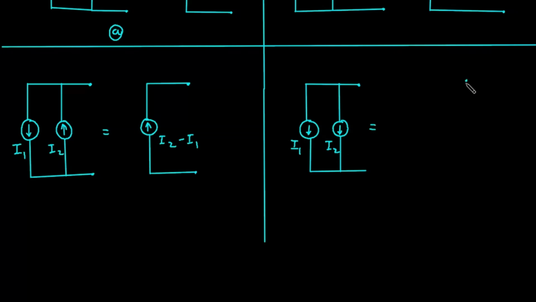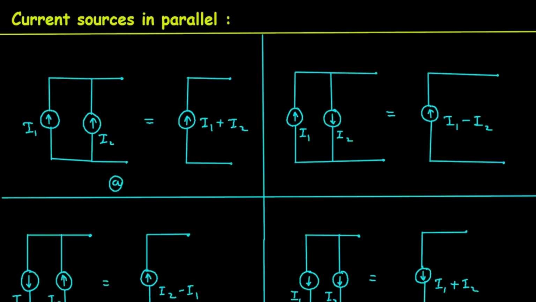So its equivalent current source will be in downward direction also, and this will be the addition of I1 and I2 because they are in the same direction, but in downward direction. That's why the resultant current source direction will also be in downward direction. So this is about current sources in parallel.